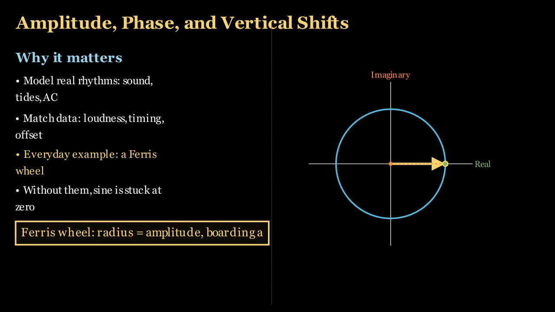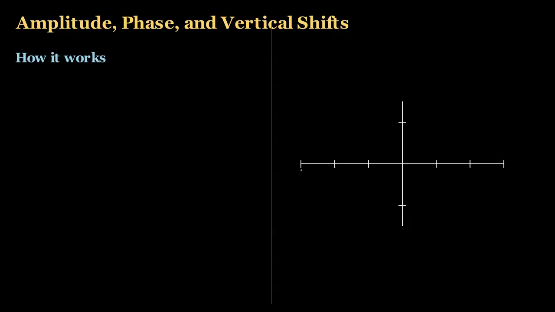First, amplitude. If we multiply the whole function by a number a, we stretch every height by that factor. The peaks, which were at 1, now reach a, and the troughs reach -a. The wave's middle stays at 0, but its height from middle to peak becomes a. That's why amplitude is half the total height from bottom to top.